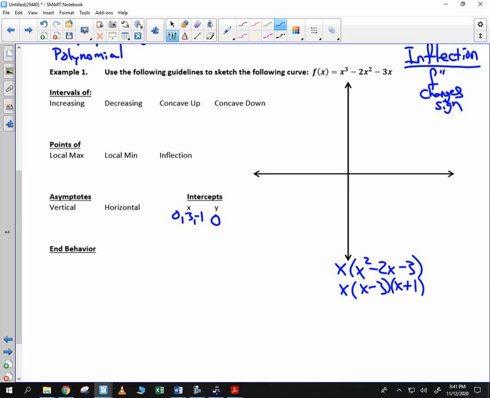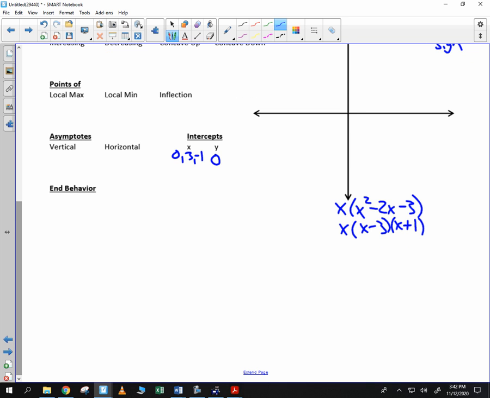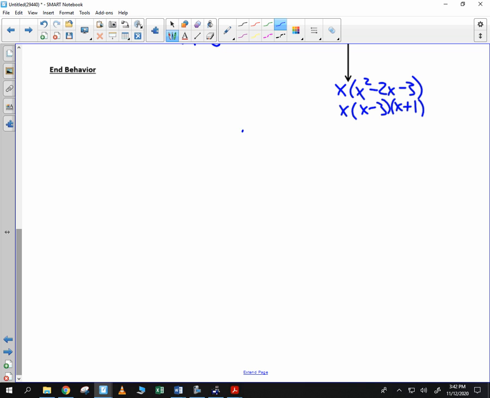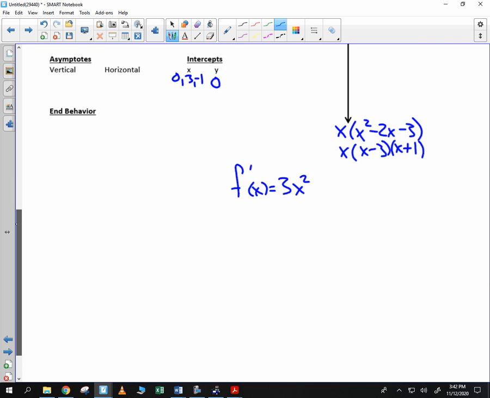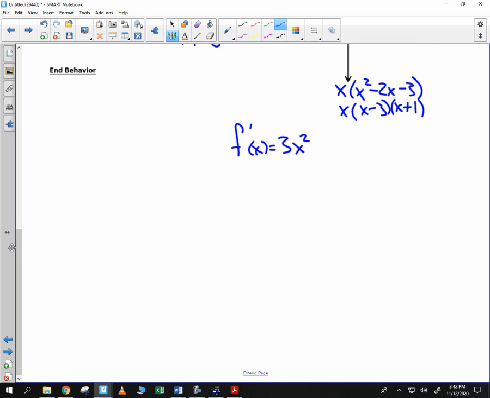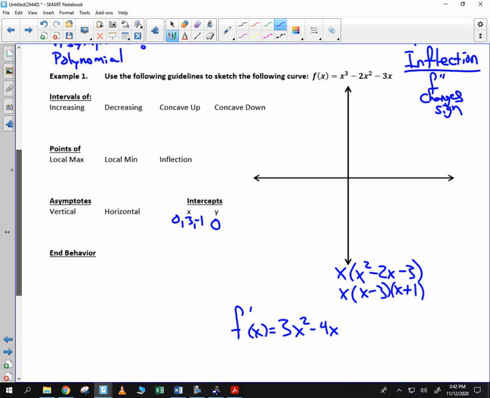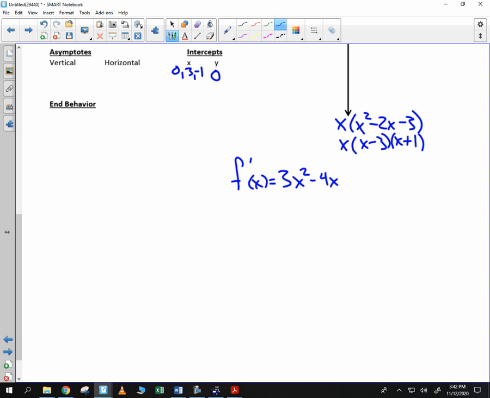So we already have a good idea about what this function looks like. But we want to consider even more. And so as we consider intervals of increasing and decreasing and points of local max and local min, we're going to look at our first derivative test. And just please note that all of your work on your test must be confirmed this way. f prime of x is equal to 3x squared minus 4x, make sure I've got this, and then minus 3.